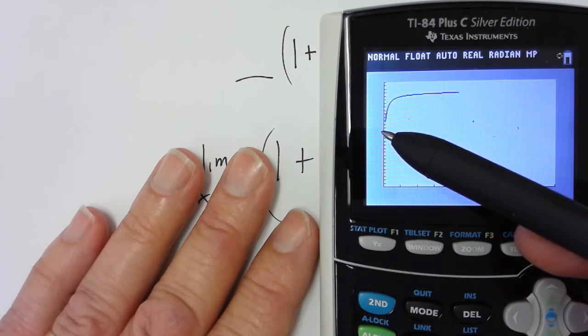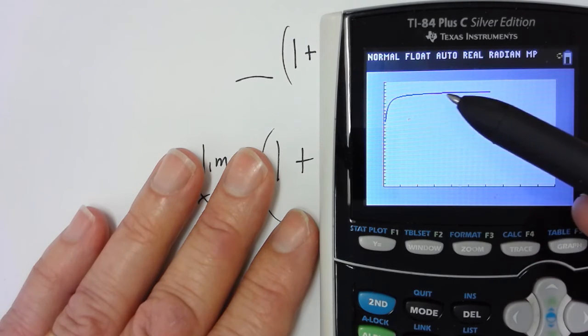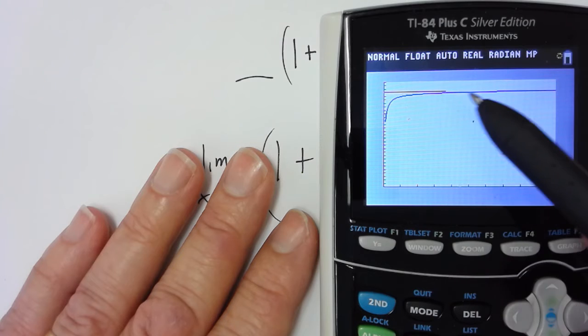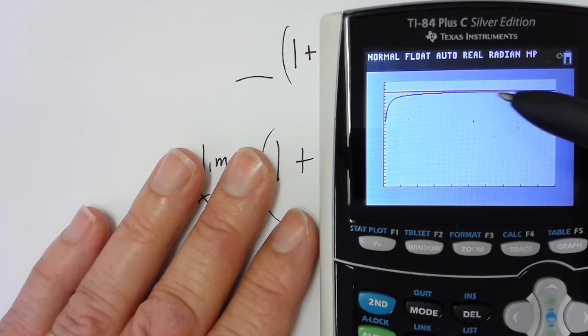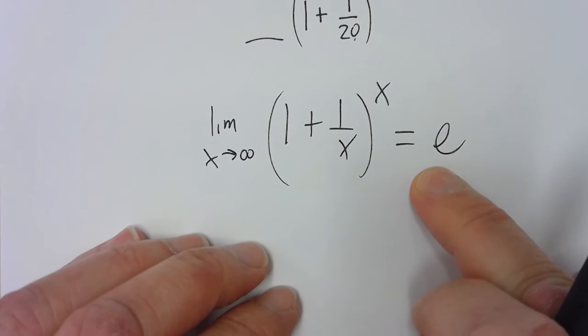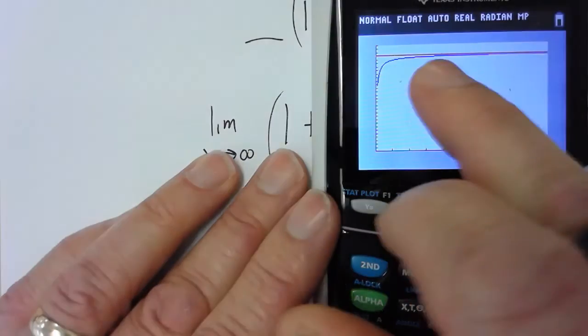So it grows really fast, and then it levels off. So as x gets larger and larger, the change isn't as much. And then what's going to come in next is the horizontal line e. So basically, as x gets larger, the two things are basically the same. So this here is turning into e. And you can see that graphically because they're getting closer and closer.